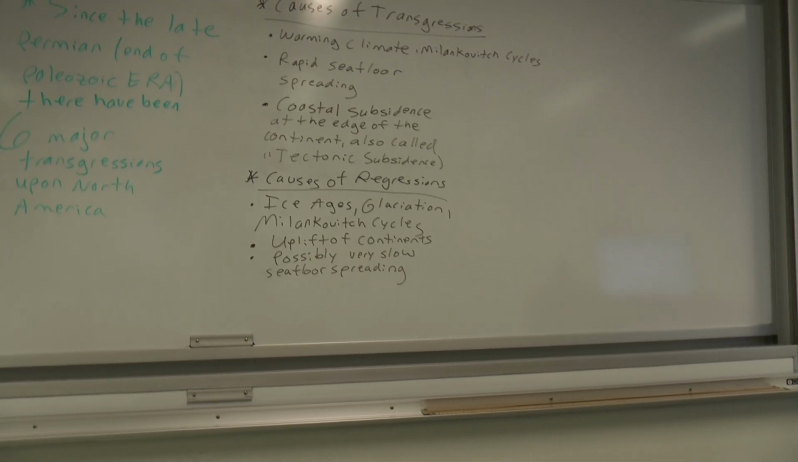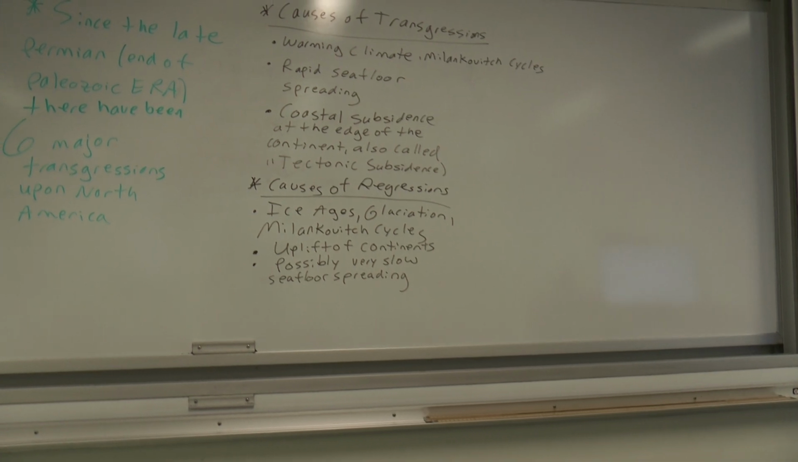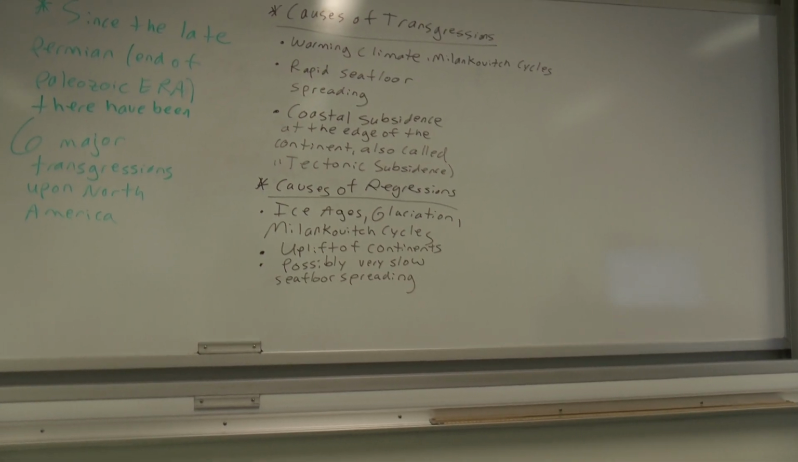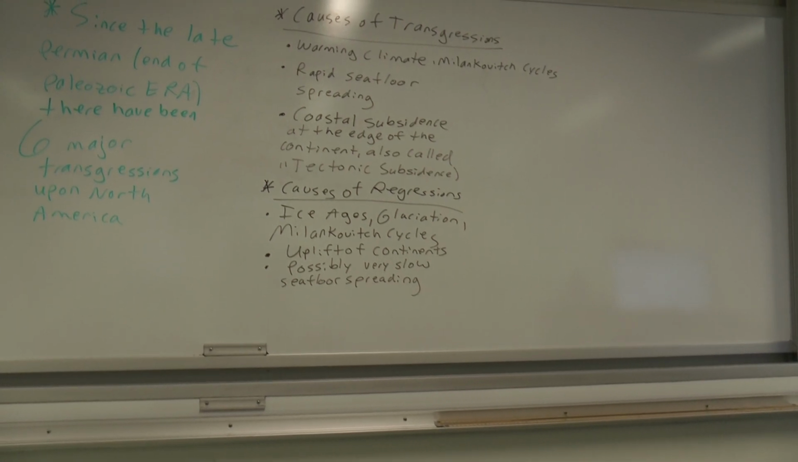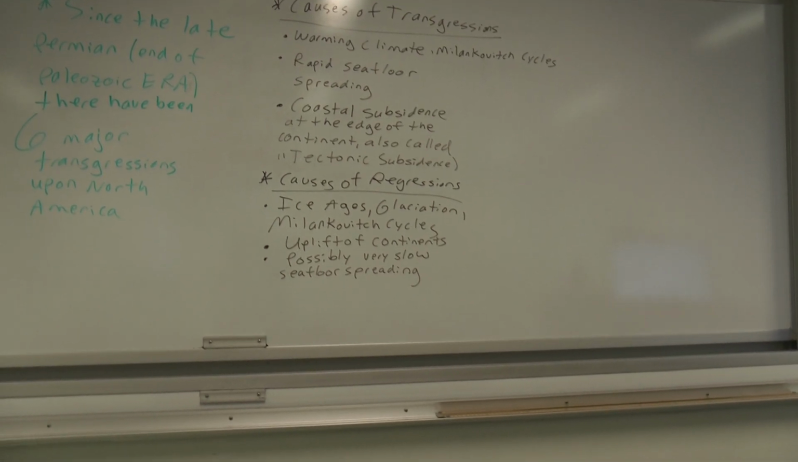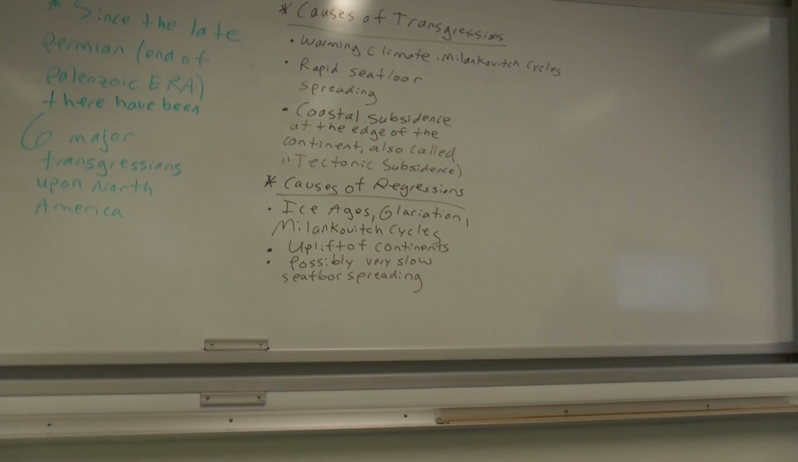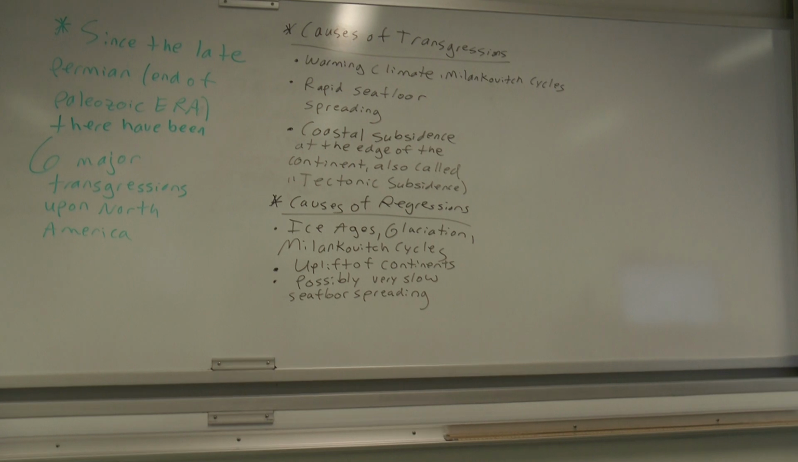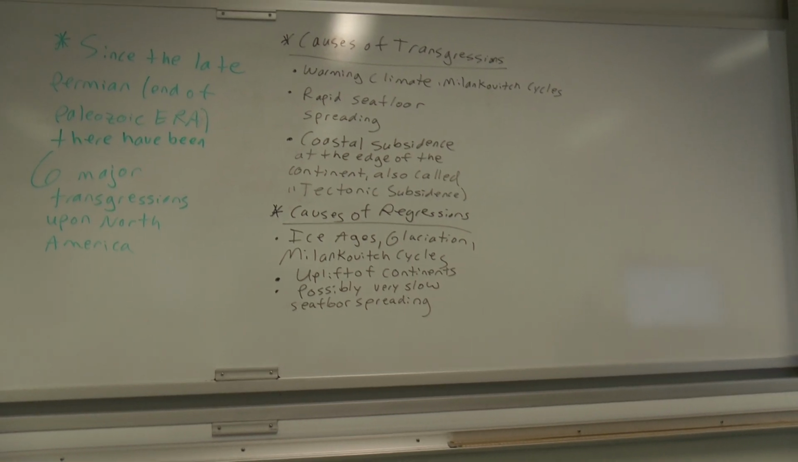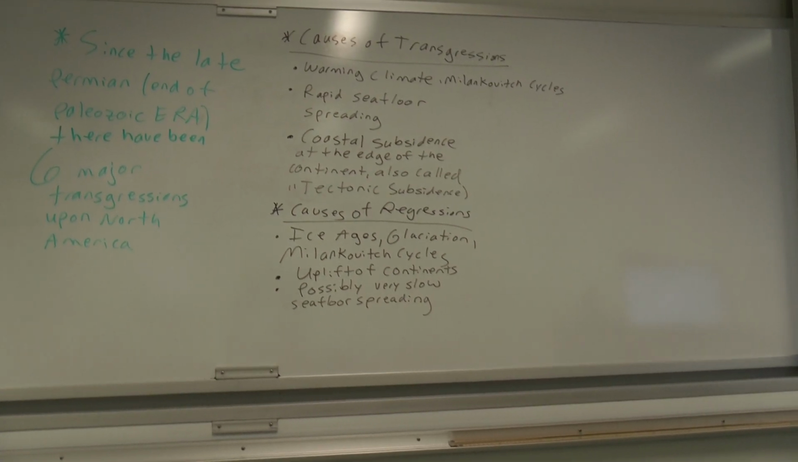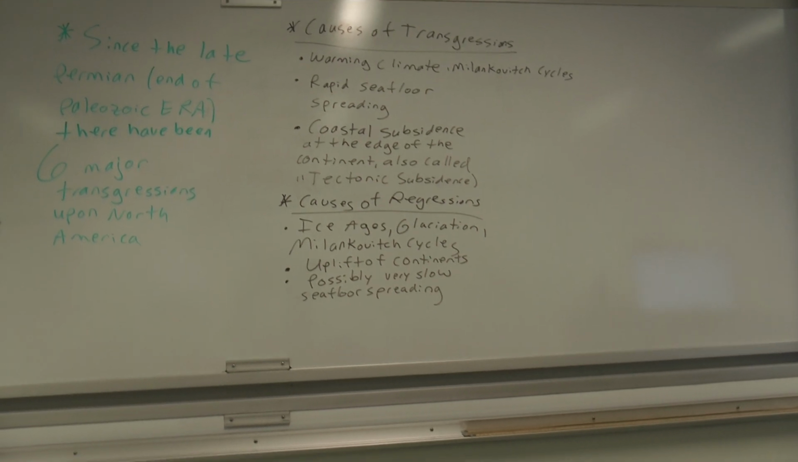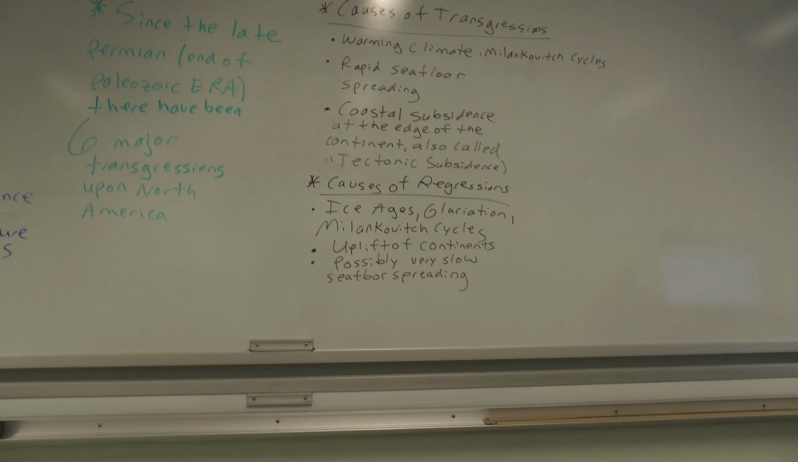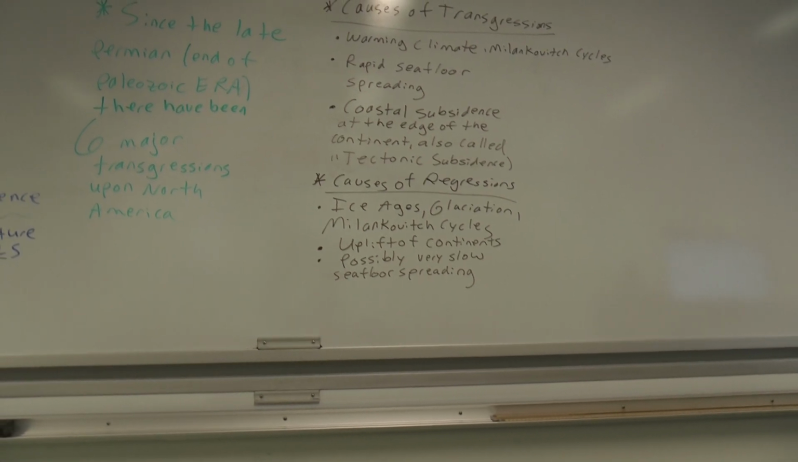Causes of regressions, or causes of sea level falls. Well, of course, ice ages, glacial maximums. Again, these are also largely caused by Milankovitch cycles. Uplift of continents will lead to some local regressions, local sea level fall, and possibly very slow seafloor spreading. I say possibly and I say very slow because currently our rate of seafloor spreading is pretty slow.